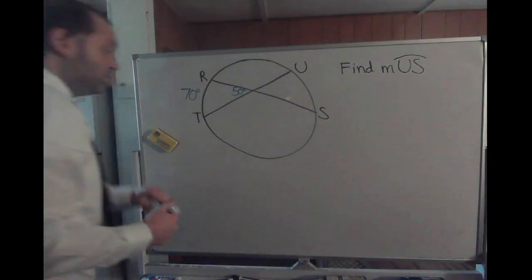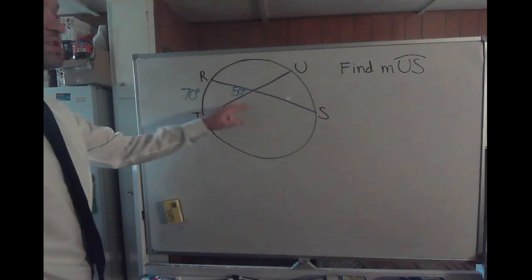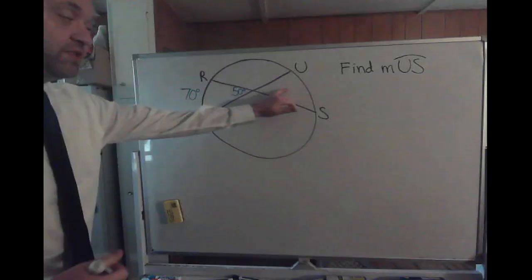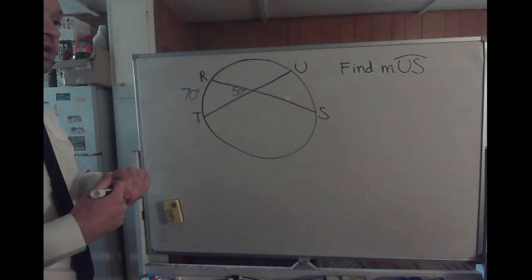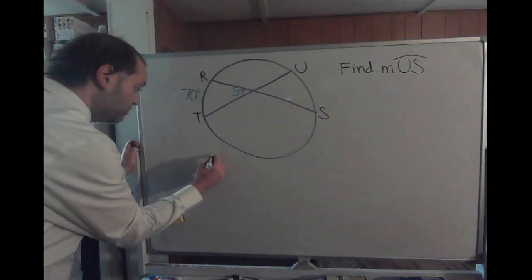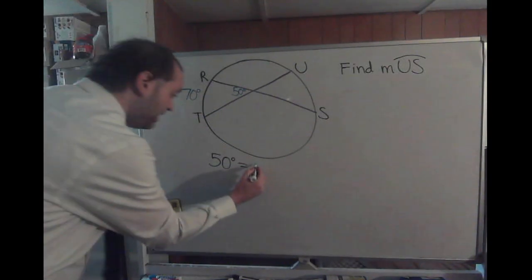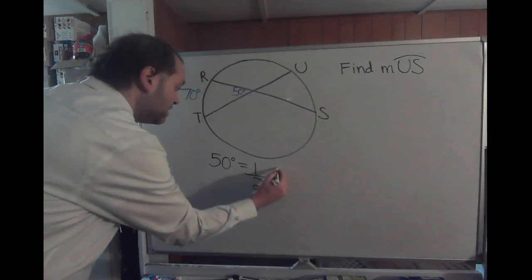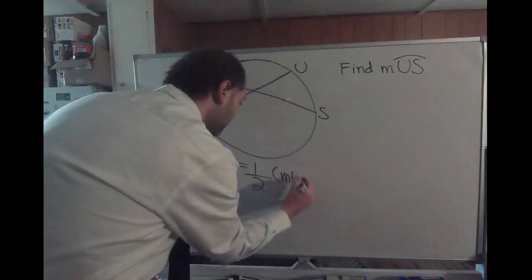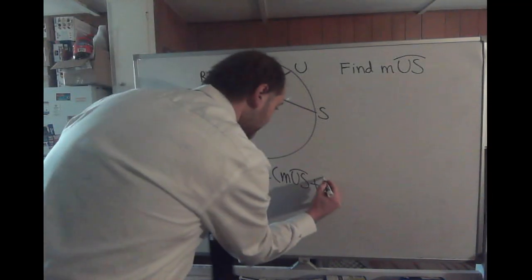So what do we know about angles formed by 2 intersecting chords inside of a circle? That they're equal to half the sum of the 2 intercepted arcs, right? So what you're going to do in this case is take that angle measure, which is 50 degrees, and set that equal to half the sum of the intercepted arcs, which would be the measure of arc US plus the 70 degrees.